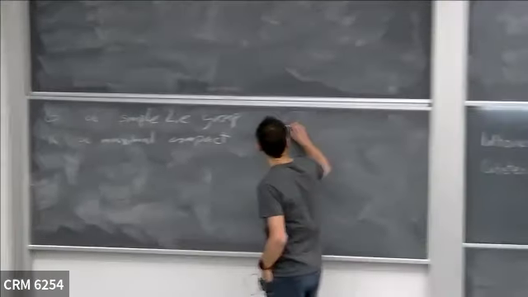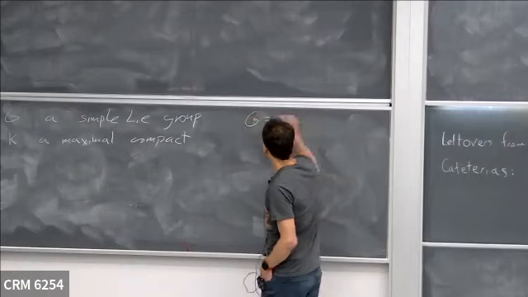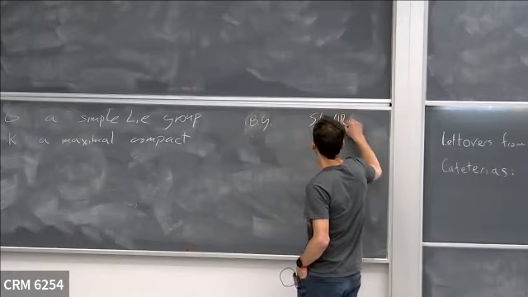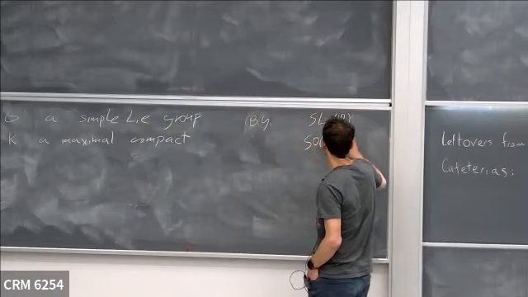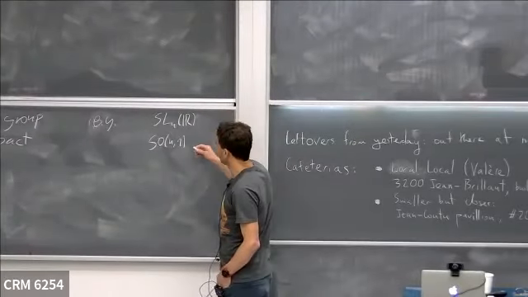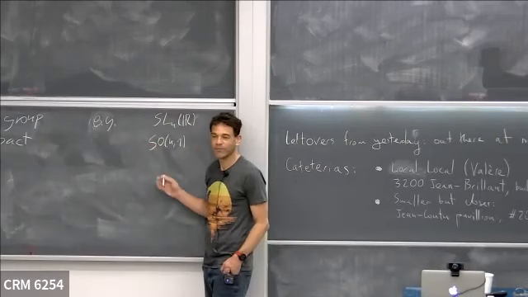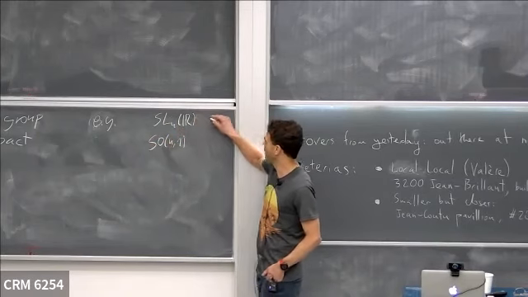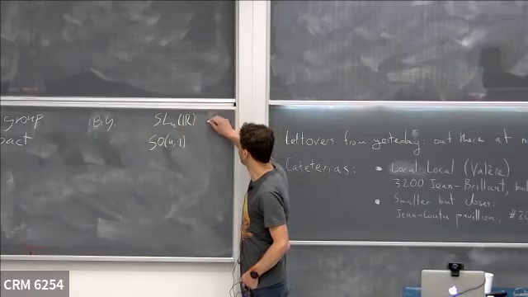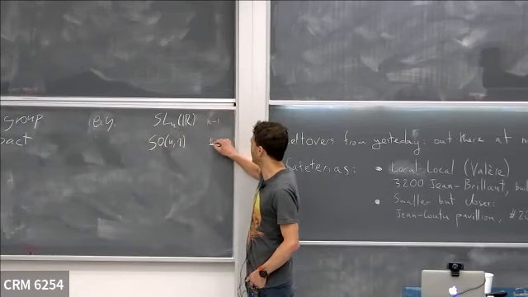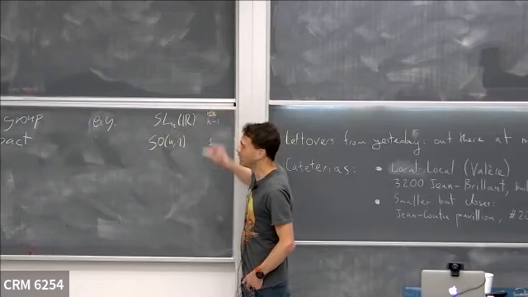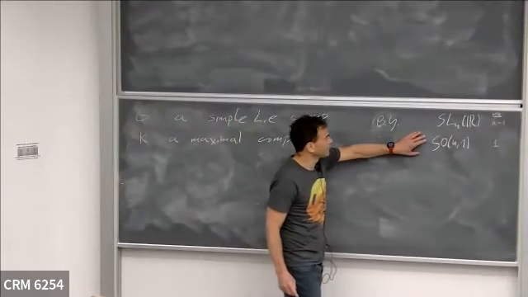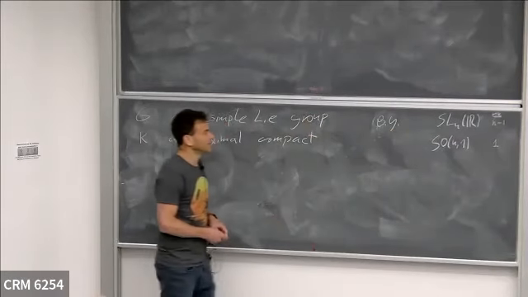The example to have in mind, I always like to think about two examples. One is SL_N(R), and the other is SO(n,1). There are many more examples. Sometimes you want a specific Lie group, but these two represent, say, high rank. The rank of this one is N minus one, and the rank of this one is one. So there is some dichotomy between high rank and rank one. Sometimes we think of it as hyperbolic, and this as more rigid.